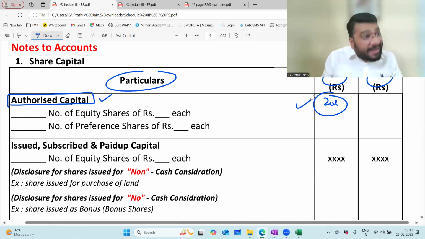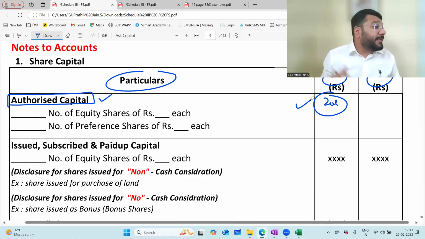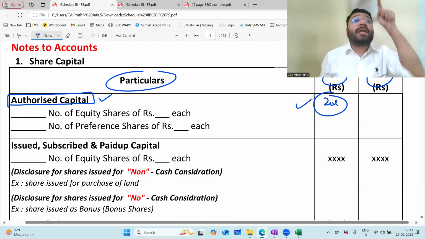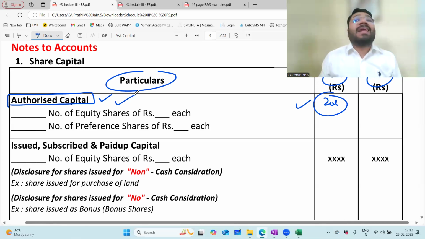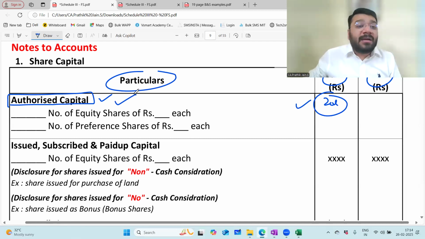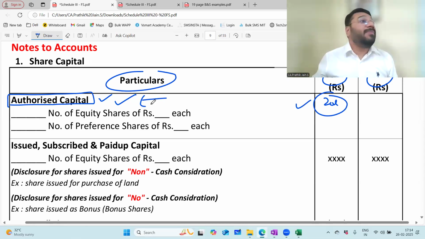Later, after 5 years, you felt you have to increase the capital because you want to expand in multiple cities. Can I bring in more capital? The answer is yes. But what are you supposed to do? Change the authorized capital. You have to submit the Memorandum of Association one more time after changing the authorized capital clause. You'll study this in detail in law. You can amend the capital clause and increase the authorized capital limit, and only then can you collect money from the shareholders.